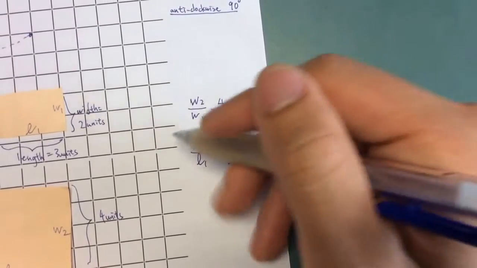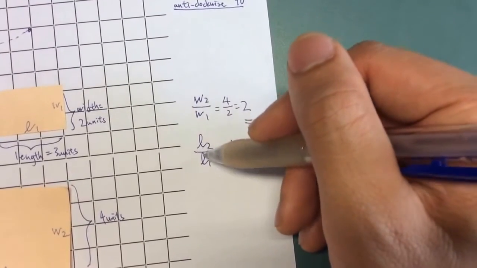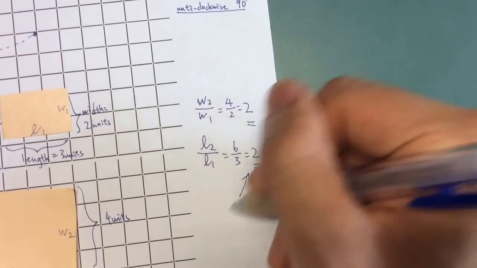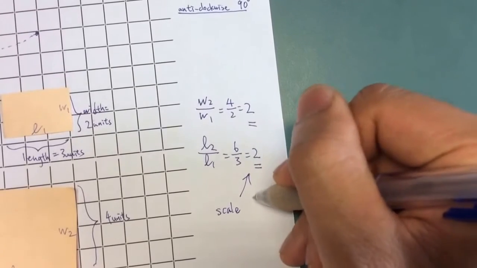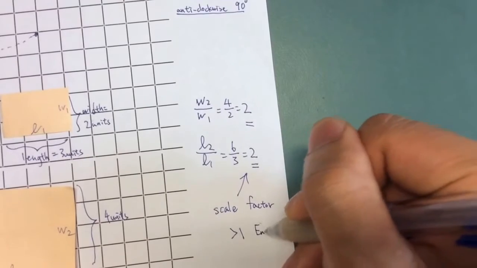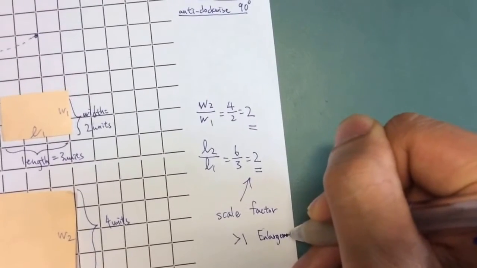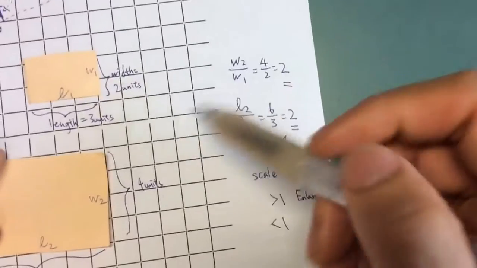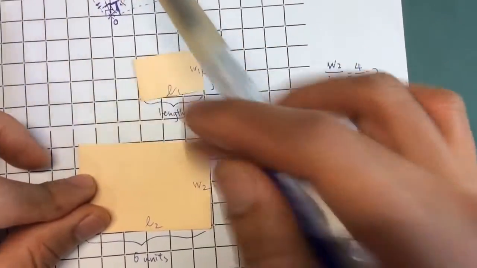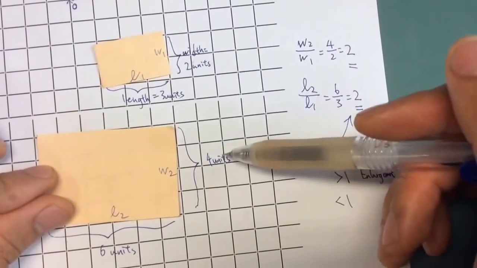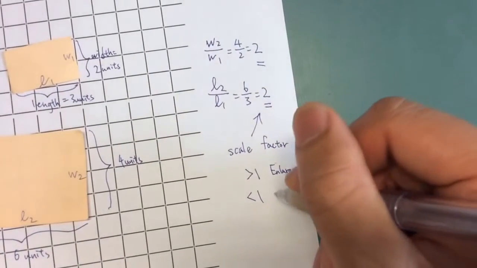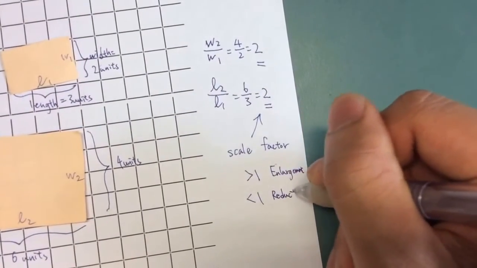So for enlargement, W2 over W1 is the same as L2 divided by L1. And this number 2, we call it the scale factor. If this scale factor is larger than 1, then it is enlargement. What if it is smaller than 1? If this large figure is reduced to the smaller figure, the scale factor will be smaller than 1. Let's say 2 over 4 is 0.5, which is less than 1, so it is actually a reduction. That means the figure becomes smaller.